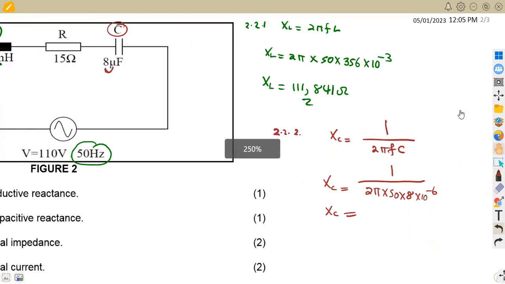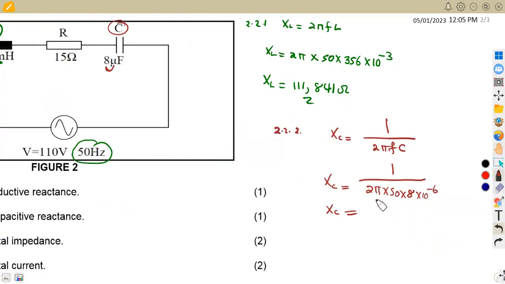So this is going to give us XC in this case. All right, so if we simplify properly our XC, we are going to obtain 397.88735, which is 397.887.